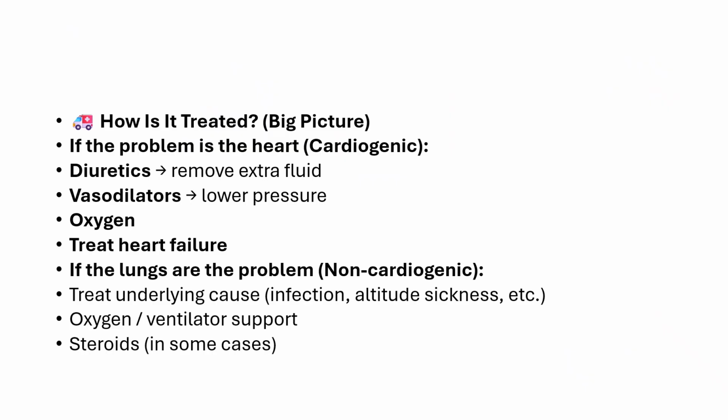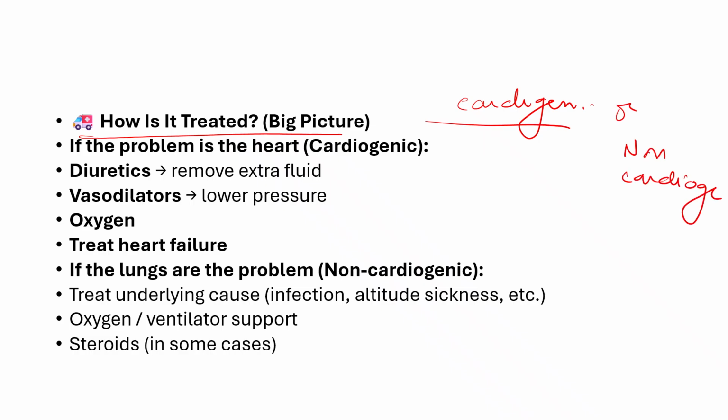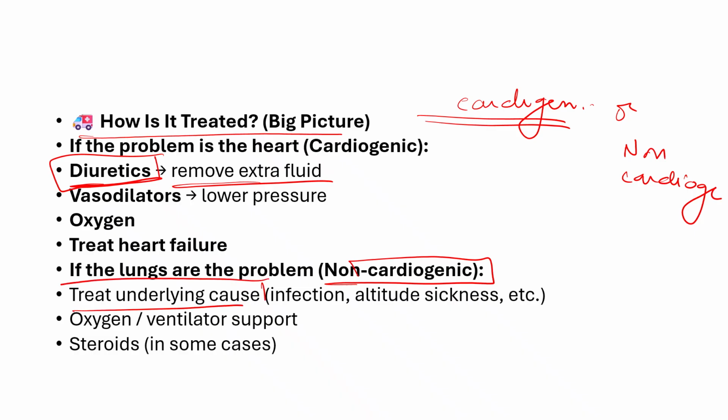So how is pulmonary edema treated? First you have to find out whether it is cardiogenic pulmonary edema or non-cardiogenic pulmonary edema. If it is cardiogenic pulmonary edema, you have to get rid of the fluid, and you can give diuretics, which will remove extra fluid from the alveoli. If it is non-cardiogenic pulmonary edema, then you treat the underlying cause. So let's say ARDS is caused by pneumonia, then you treat with antibiotics, and then definitely you start the treatment for ARDS also.